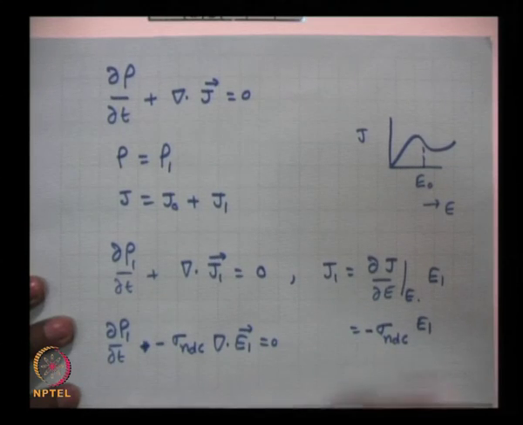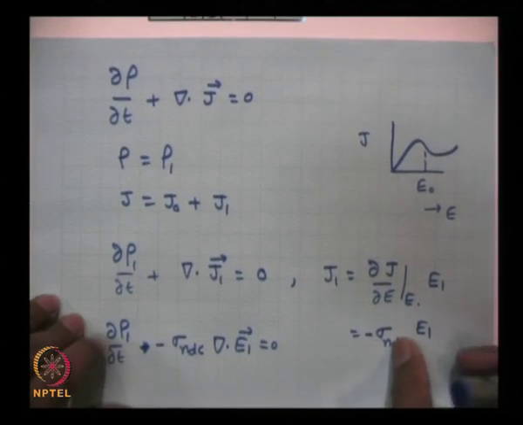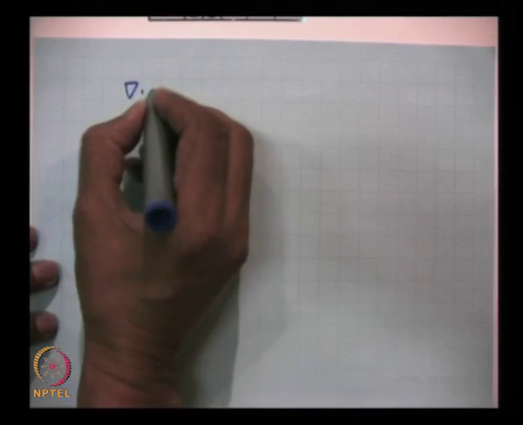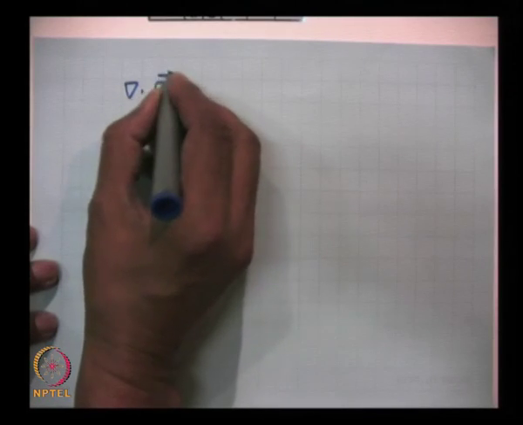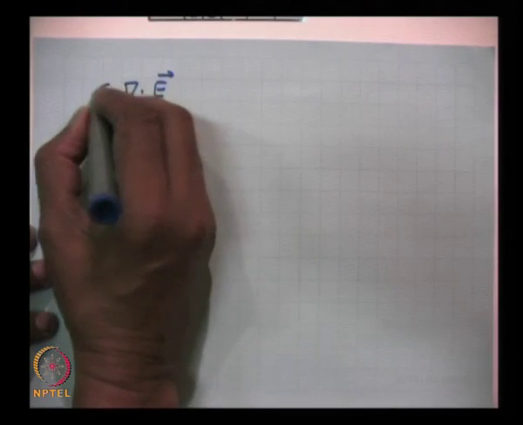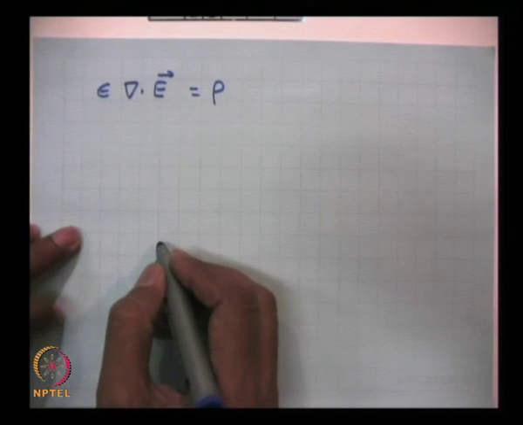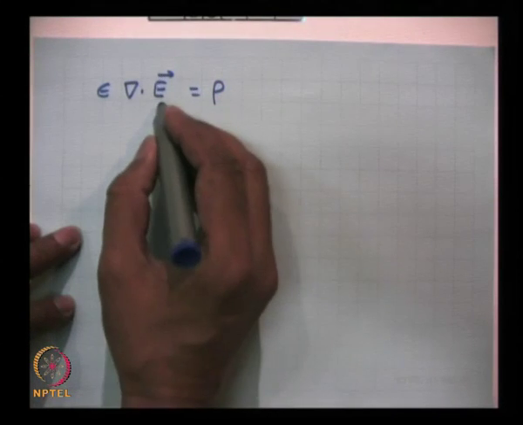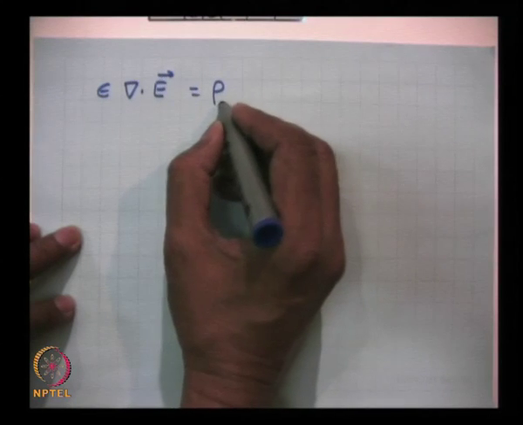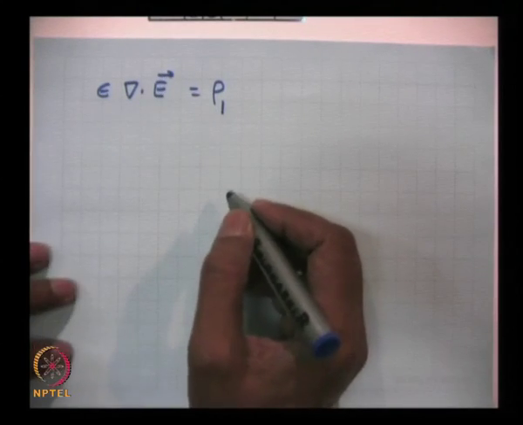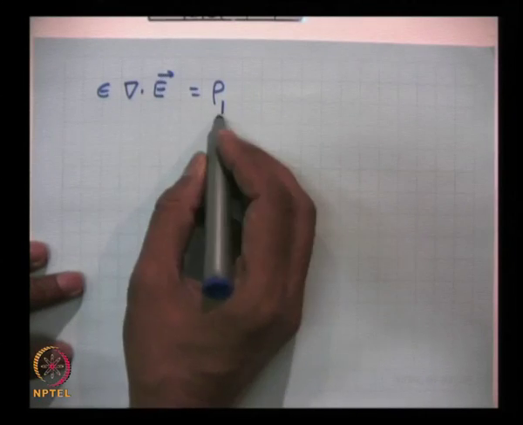But we know the divergence of E from the first Maxwell equation is related to charge density. So, just put in there divergence of E into permittivity is equal to rho in a semiconductor. So, the charge density is only rho 1, because in equilibrium there was no charge density, it was electrically neutral.